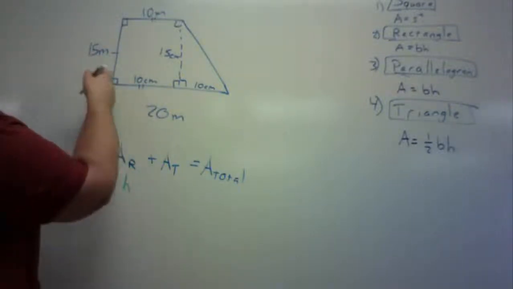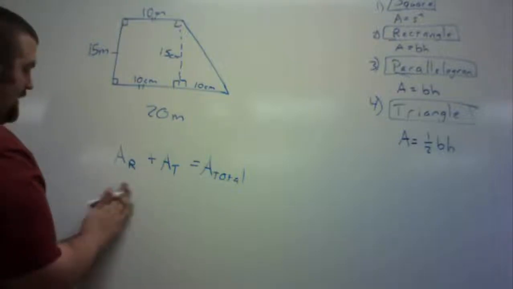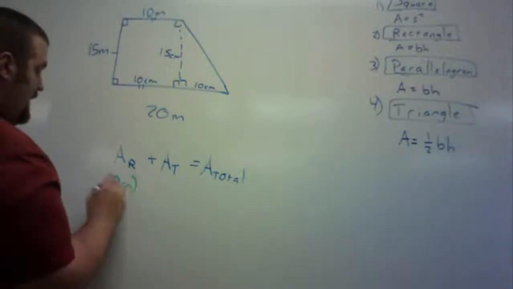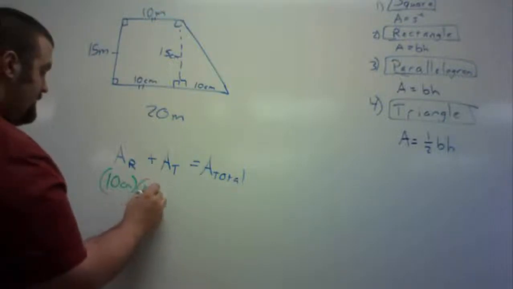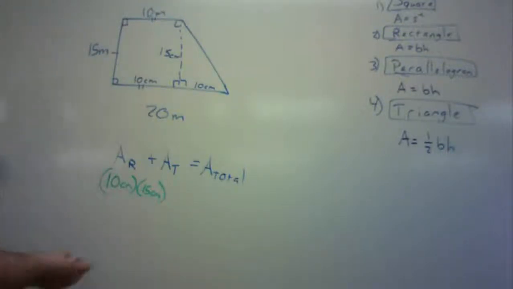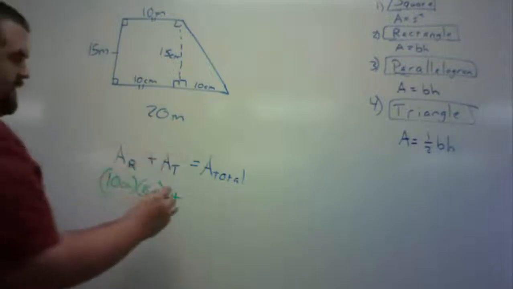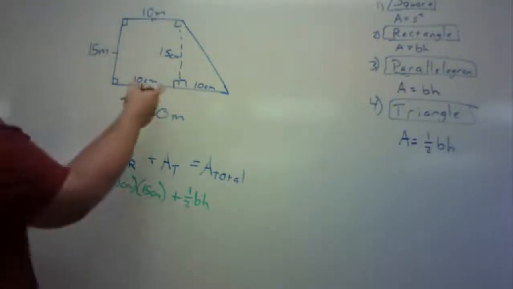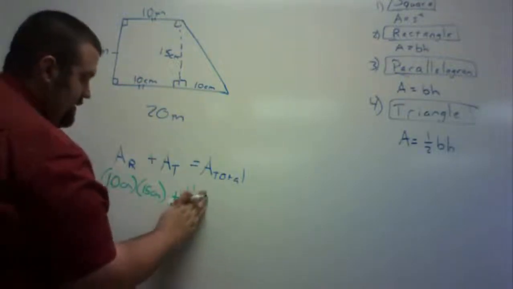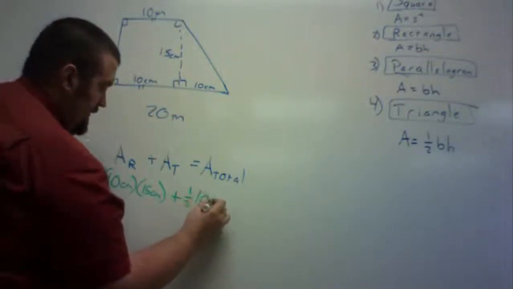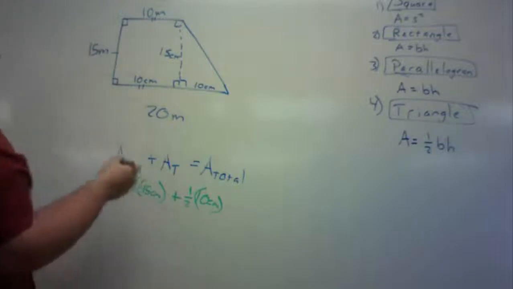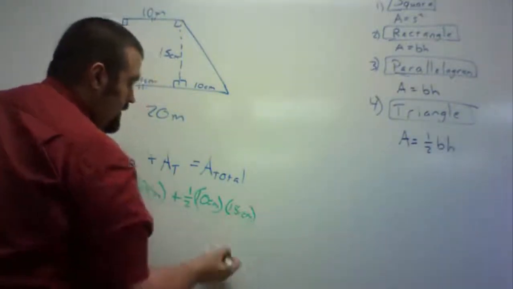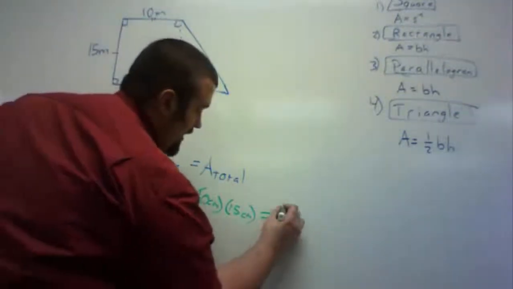Base is 10, height is 15. So base times height, 10 centimeters times 15 centimeters. Plus the area of the triangle. Area of a triangle is 1/2 base times height of the triangle. The base is 10 centimeters, and the height is 15 centimeters. And that's going to equal the answer I'm looking for, the total area.